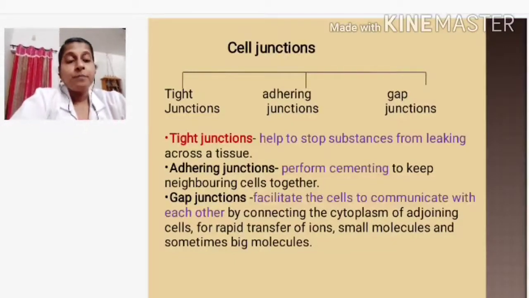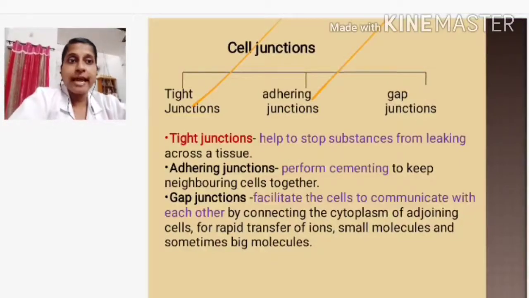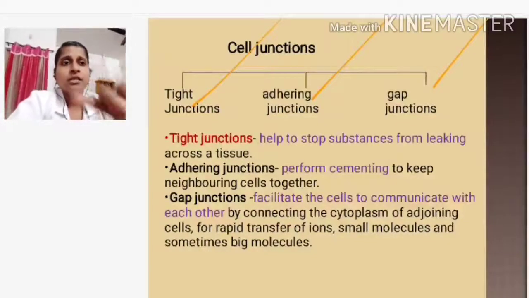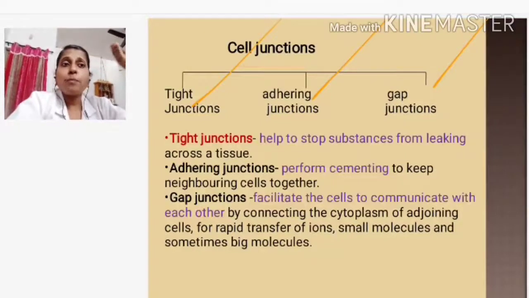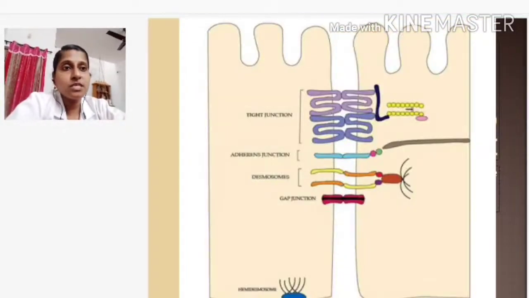There are three types of cell junction. The first one is your tight junction, the second one is your adhering junction, and the third one is your gap junction. So what is the difference between these three? Tight junction. So they are helping in stopping substances from leaking from one cell to another. So substances should not leak. So this is tight junction.